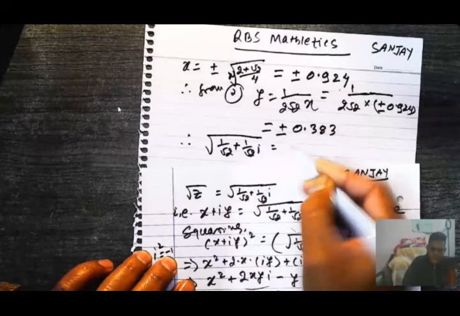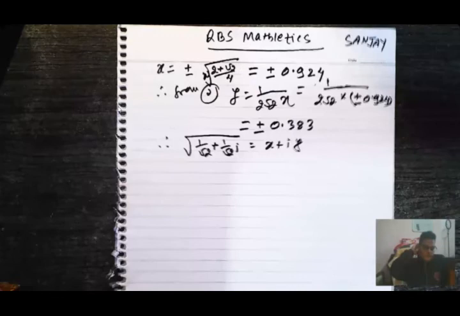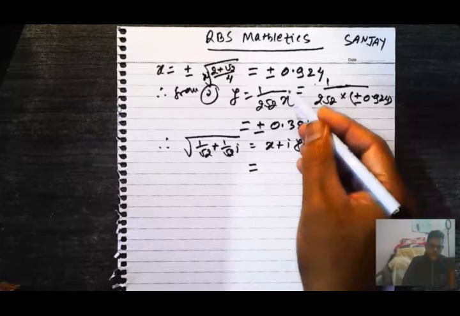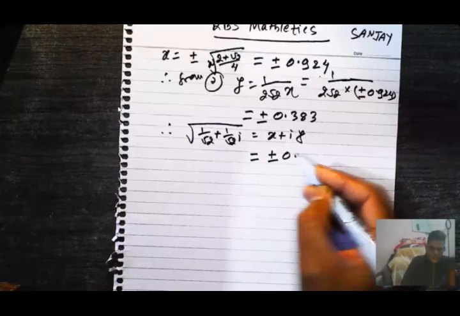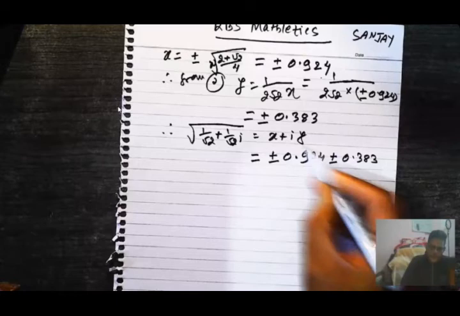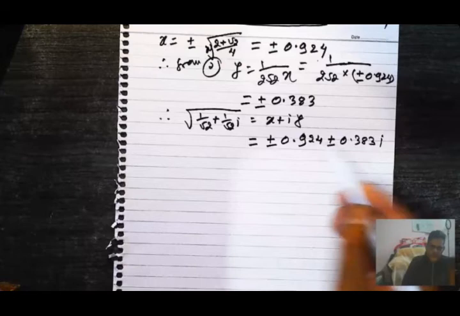Then you can see that the possible values of x in this case are two values, and there will also be two values of y. So we can put these values over here. The x value is plus minus 0.924, in the real part only, and then the y value is plus minus 0.383 i. So both x and y are real, but x is in the real part and y is in the imaginary part.